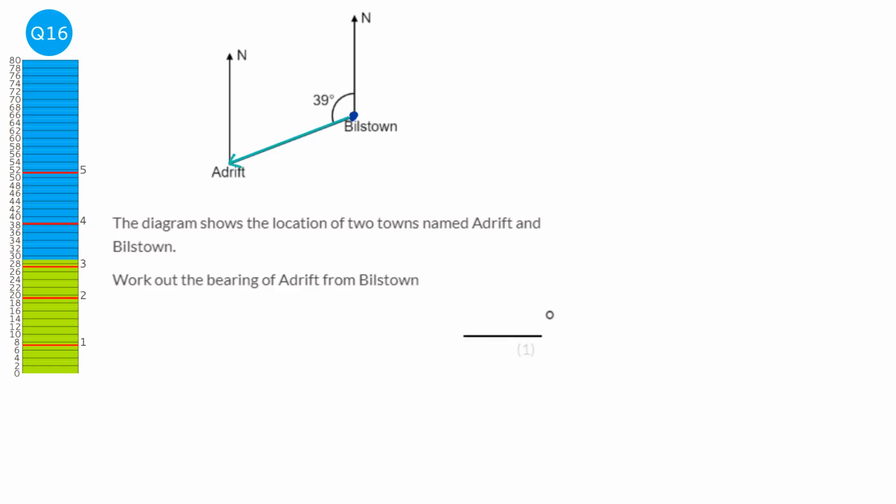So we're looking at this angle here. To find that angle, all we need to do is 360 degrees, which is angle at a point, and then take away the 39 degrees that we know, and that equals 321 degrees. The reason why we find this angle is that all bearings are from north going clockwise. So the answer is 321.